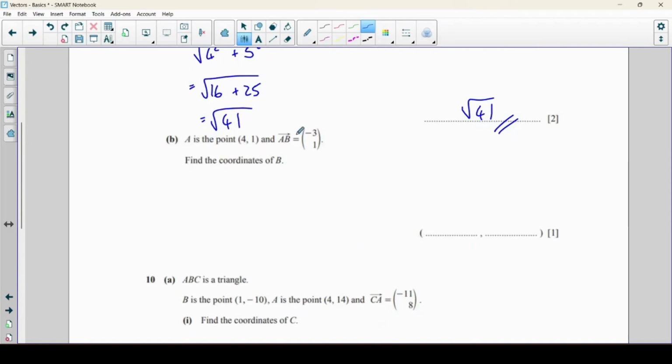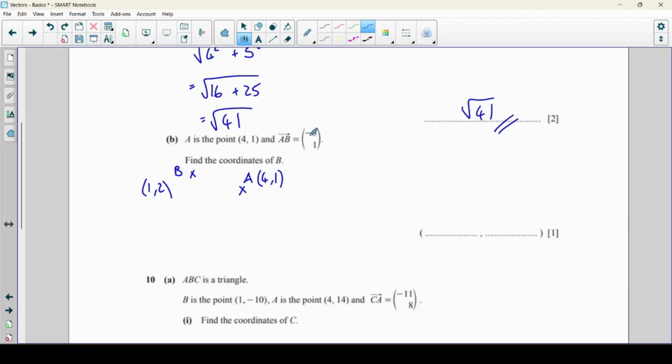A is the point (4, 1) and AB is (-3, 1). Okay, so let's put point A over here, (4, 1). To get from A to B, we're going to go 3 left and 1 up. So 1, 2, 3 left and 1 up. So B is over here somewhere. If we're going 3 left from A, that's 4 take away 3, which is 1. And 1 up from 1 is 2.